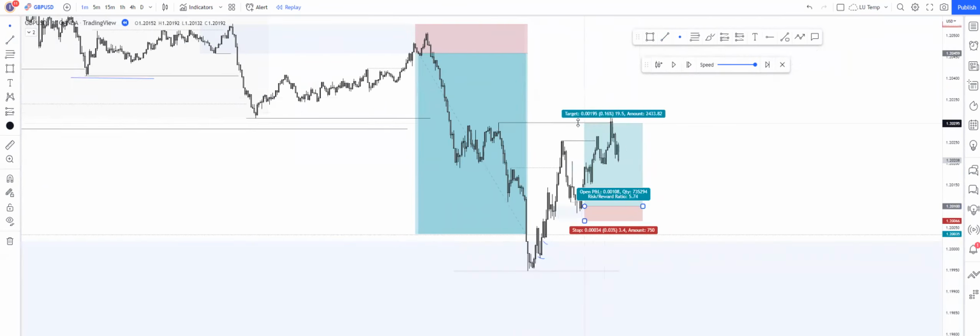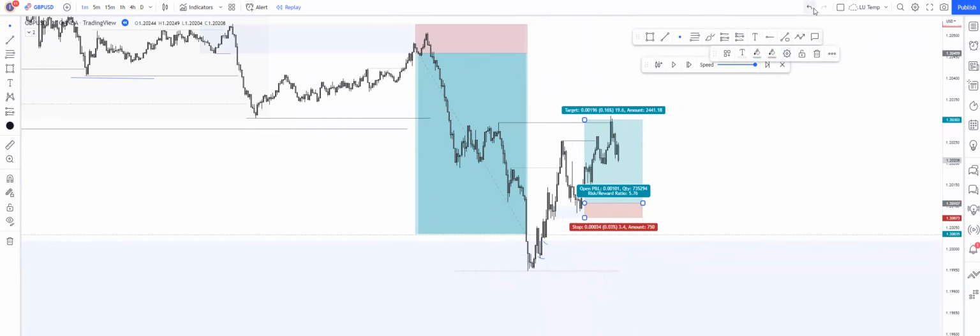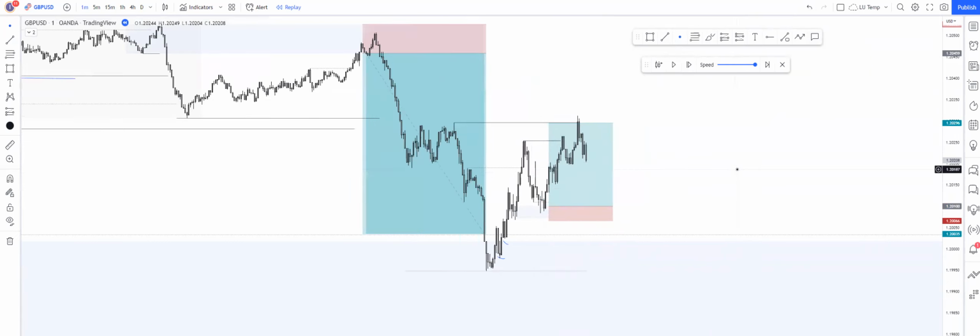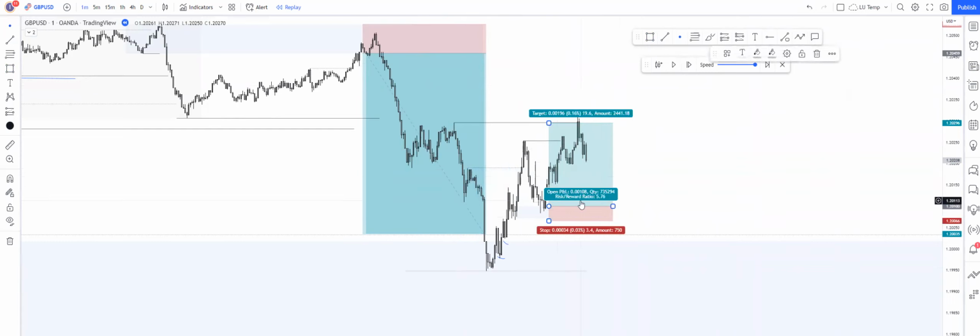So if you didn't understand where you're coming from on the higher time frame, you'll probably go short here. Which is nothing wrong, you did get the reaction. Then you have the trap pretty much right there. All right, so we're in.